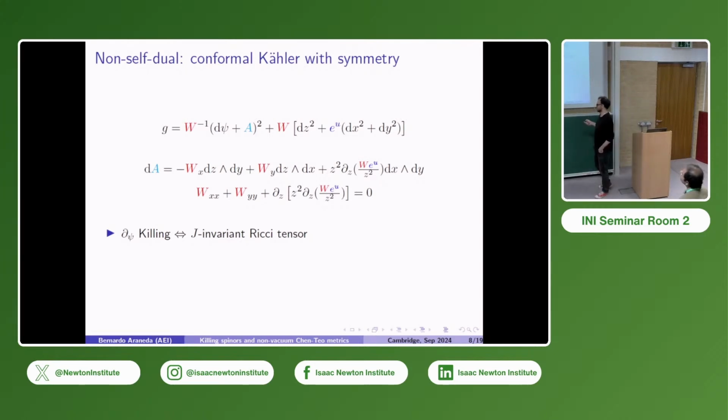So in the rest of the talk, sometimes I will say conformal Kähler with symmetry and sometimes conformal Kähler with this property, but they are the same thing. So this is an assumption. Maybe I should clarify that. The assumption is conformal Kähler with this property. Sorry, conformal Kähler with the J-invariant Ricci tensor. Those are the assumptions. It follows that then the geometry has a Killing field.